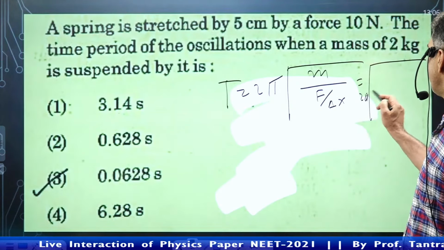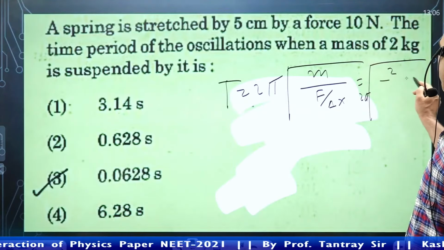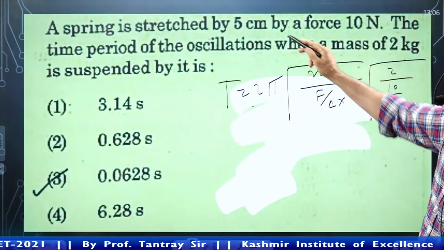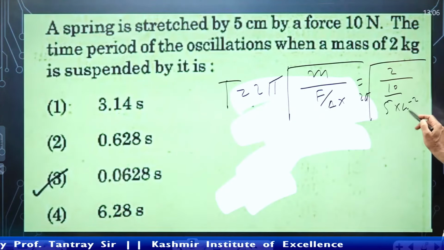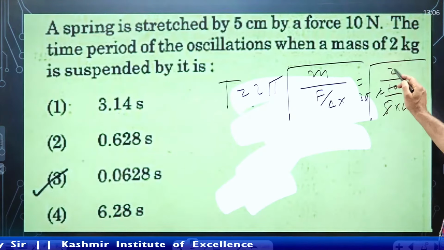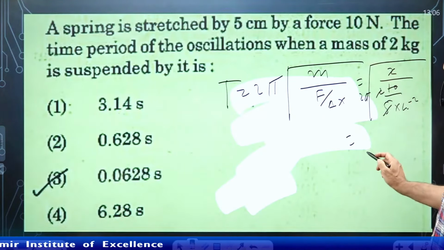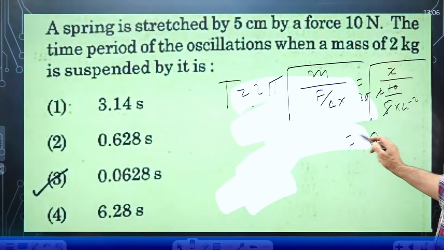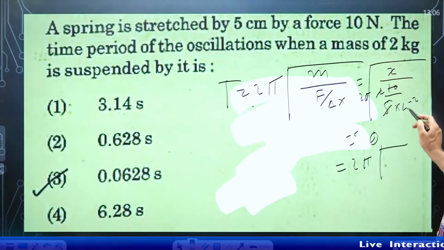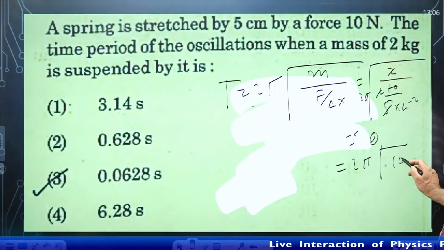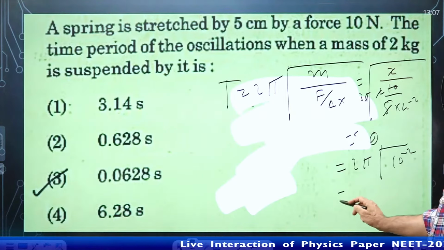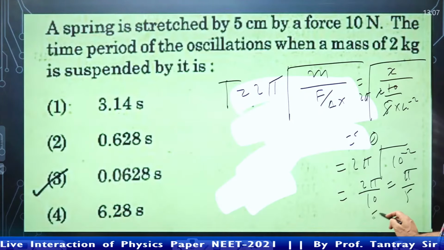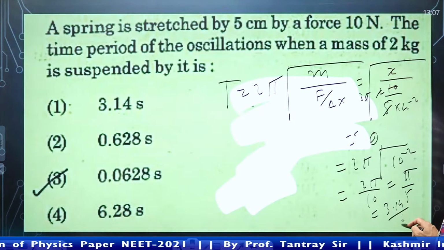So that's 2 pi, m is, how much is the m? 2. And how much is the force F? 10. How much is delta x? Stretch should be given, 5 centimeters, 5 into 10 raised to the power minus 2. Put it here. It is 2, it cancels off. That is 10. That will come out. And the answer should be third. No, I will find the answer, otherwise it will go wrong. It is 2 pi root of 100 into 10 raised to the power minus 2. So 2 pi by 10, that is pi by 5, that is 3.14 by 5.